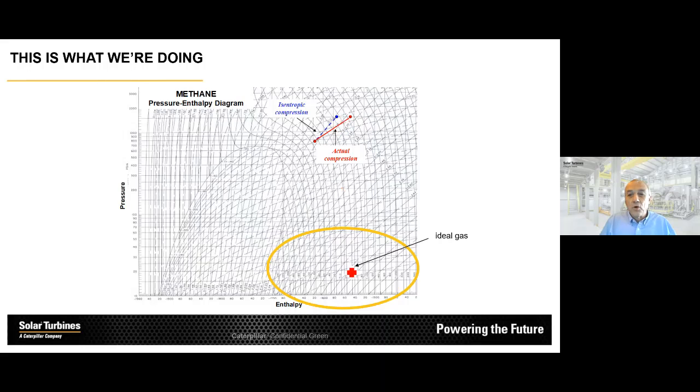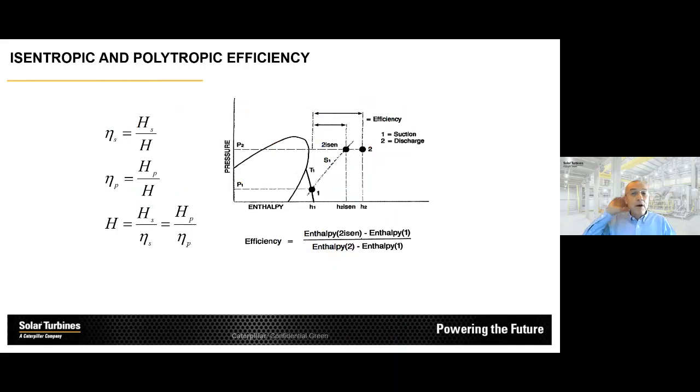You can see the work that I do for the isentropic work is lower than the actual work because it's an ideal process. There are a number of other ideal processes used also in gas compression. There is also a polytropic process. The efficiency of a compressor is always defined by comparing the ideal process to the actual process. So here's the isentropic efficiency. Here would be the polytropic efficiency.